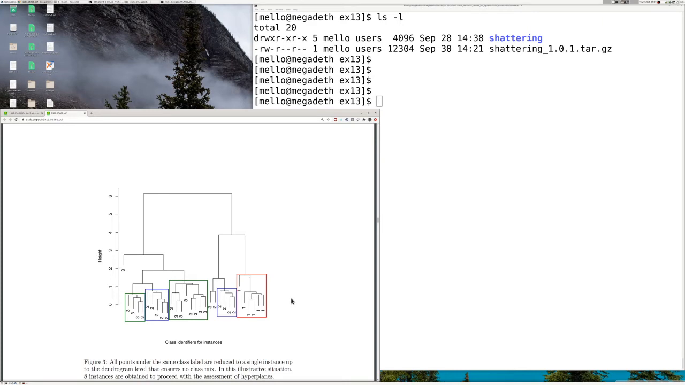But I'm going to show you a package that I wrote, and it is available in CRAN, in R CRAN, which is the official repository of the language R. And then you can run it and perform experiments.